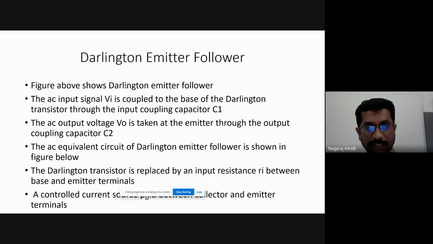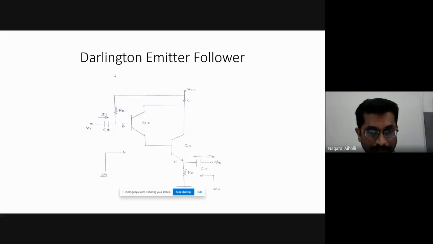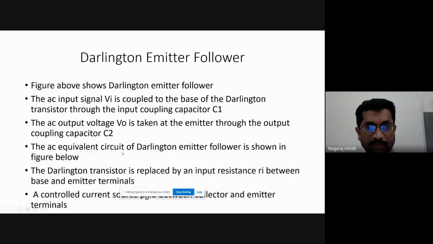So the AC input signal Vi is applied to the base terminal through coupling capacitance C1, and output is taken through coupling capacitor C2 at the emitter terminal. Output V0 is taken at the emitter terminal through the coupling capacitor C2. The AC equivalent circuit of the Darlington emitter follower is shown in the next figure.